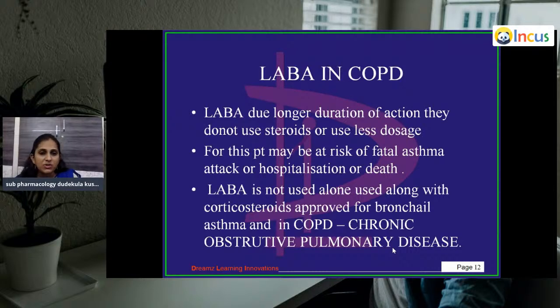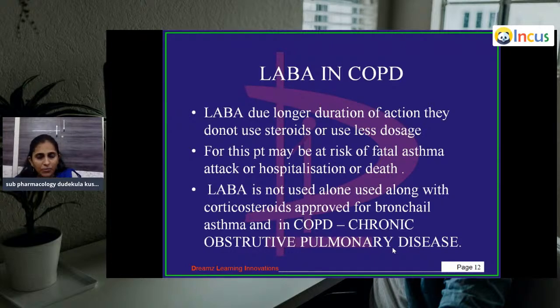Further, using these long-acting beta 2 agonists for a longer duration results in tachyphylaxis. Tachyphylaxis is this: suppose you want a response, and if you use 100 micrograms, you get one response. If you use the same 100 micrograms for 1 year, second year, third year, the response will be reduced because of beta 2 receptor down regulation.